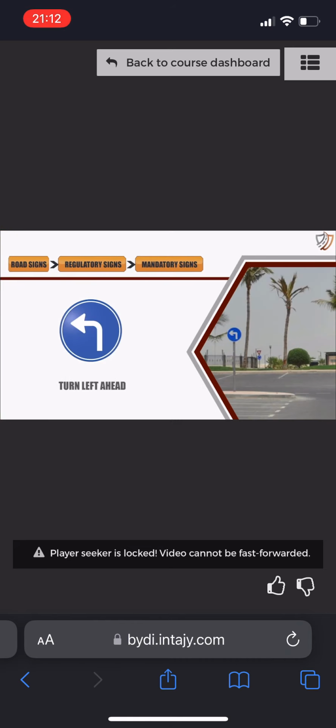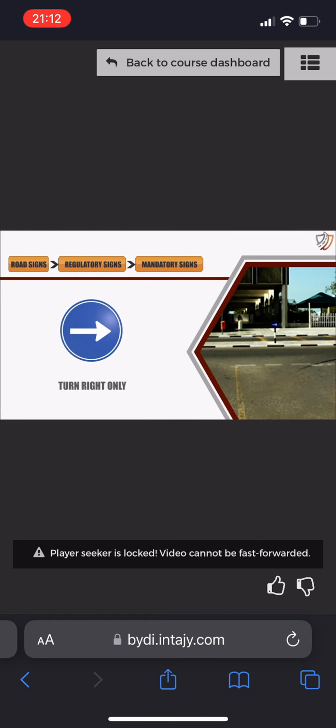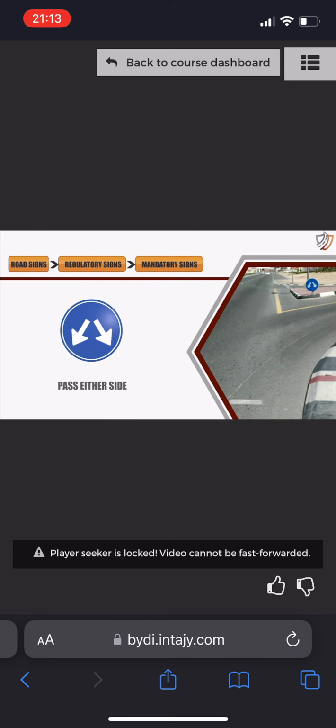In case the arrow is reversed pointing towards the left, you must turn left ahead. Turn right only. Turn right sign means that a motorist must only take the right direction. While approaching the main road, there is no option for a left turn. You may find this sign when motorists are approaching the main road from a side road that is nearly perpendicular to the main road.